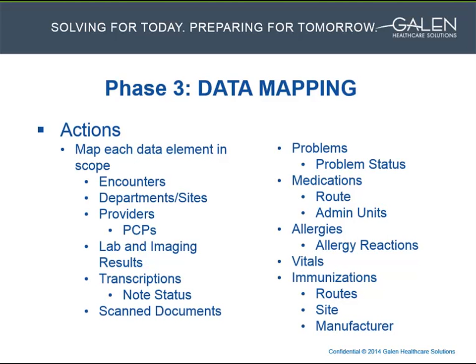Here I have listed the types of data that a typical conversion would include. Besides mapping the major data elements such as labs, vitals, transcriptions, we also need to map the data that is associated with these major data elements, such as departments and providers. Depending on the target system, there may also be a need to map descriptive data within the major data elements, such as statuses for notes and problems, allergy reactions for allergies, and routes and units for meds and immunizations.